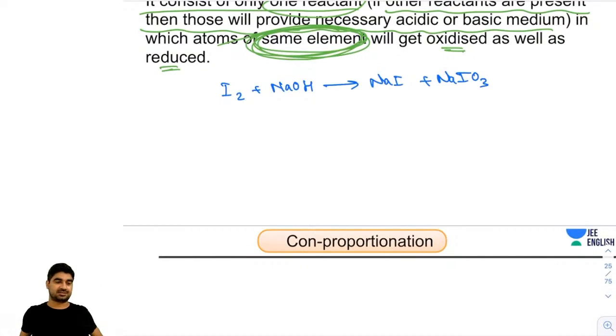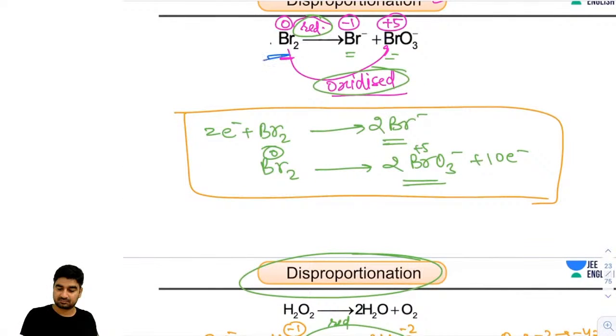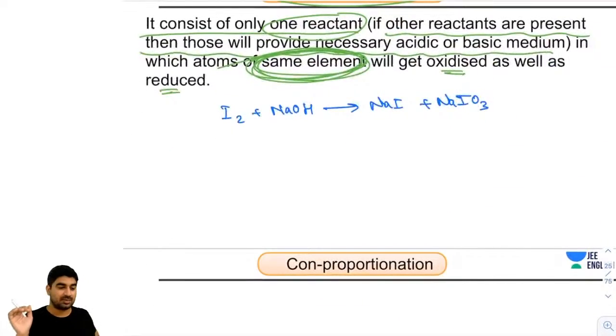Yes, balance it. Then I will explain. Actually, this is the same reaction. Balance it, guys. I know every one of you can balance it. I've taught you how to balance a redox reaction. Yes, be fast.